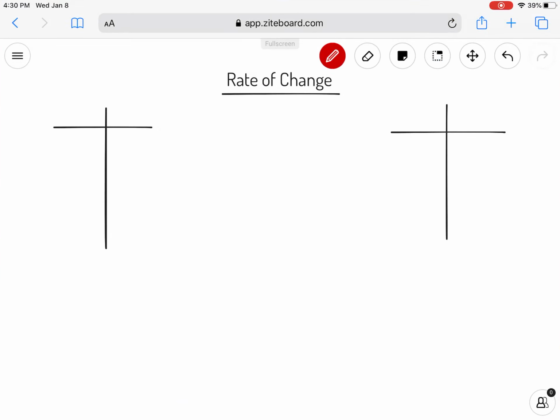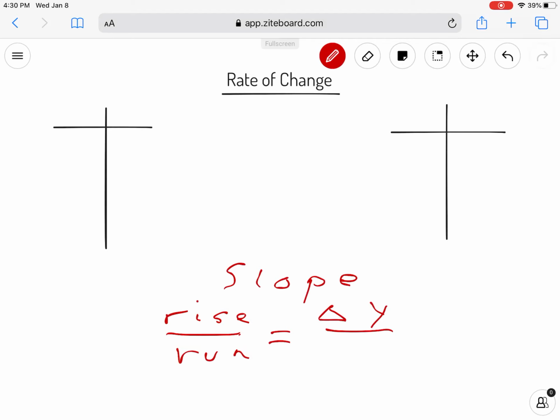Okay, so for this lesson, we're going to talk about rate of change or slope. And they're exactly the same thing. Another way we talk about slope is in terms of rise over run, or change in y over change in x. All of these are the same thing. So we can either do this from a table or a graph.